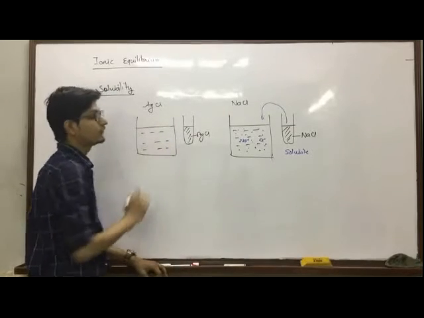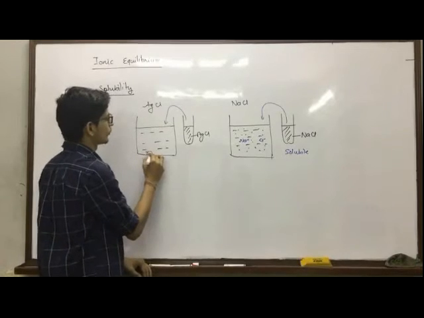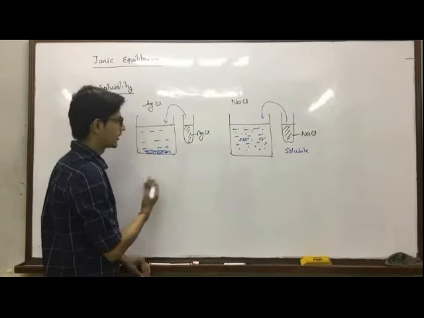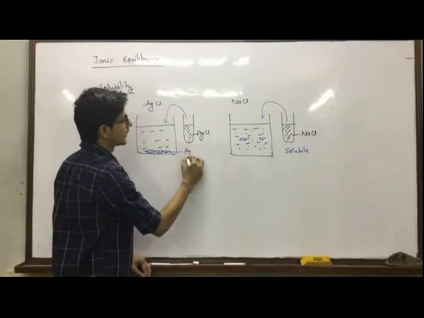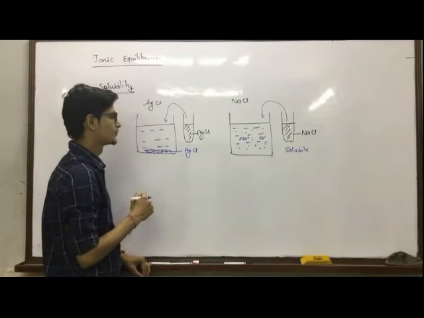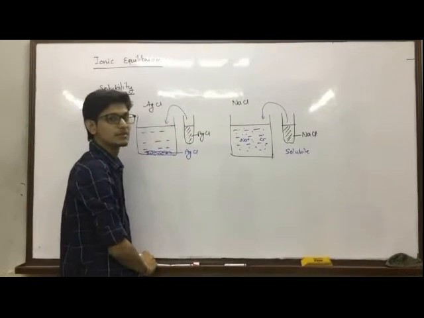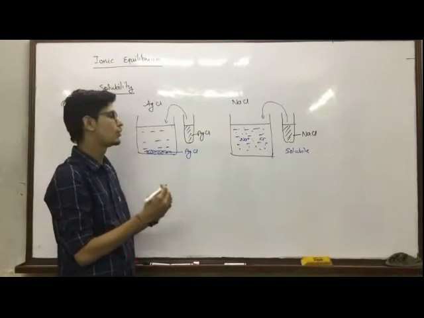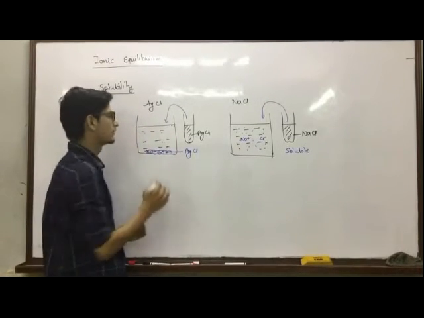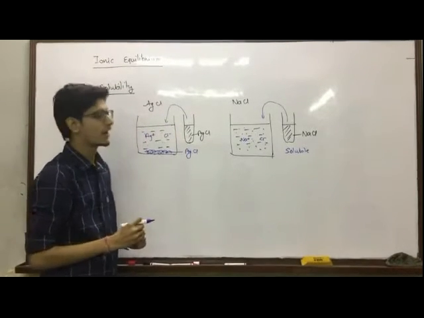But when we take AgCl, what are we going to expect? When we add AgCl, a large portion of AgCl is going to remain as an undissolved portion at the bottom of the container. So this is undissociated AgCl. Does it mean that AgCl would not dissolve at all? No. Actually, when we add AgCl, the large portion remains undissolved, but a very tiny amount of AgCl dissolves. So a few ions of Ag plus and Cl negative are going to form.